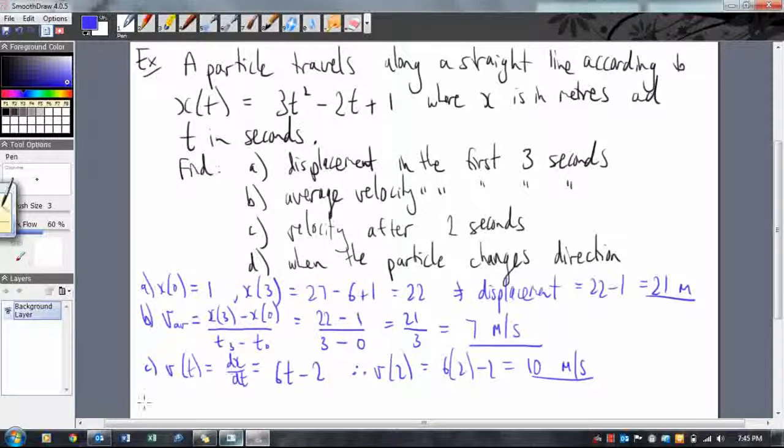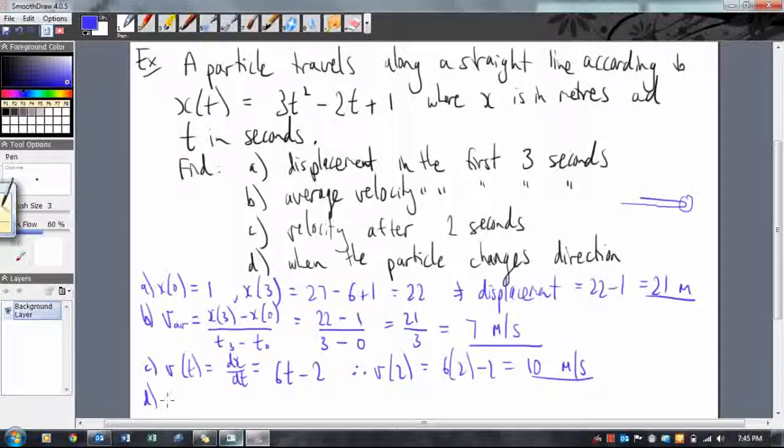Okay, cool. And D is the last one. Find when the particle changes direction. Now the particle will change direction when the velocity is equal to 0. If it's chugging along like that and it slows down and changes direction, in that instant the velocity is equal to 0. And if you also think of it in terms of a quadratic or turning point, the gradient will be equal to 0 at that exact point.